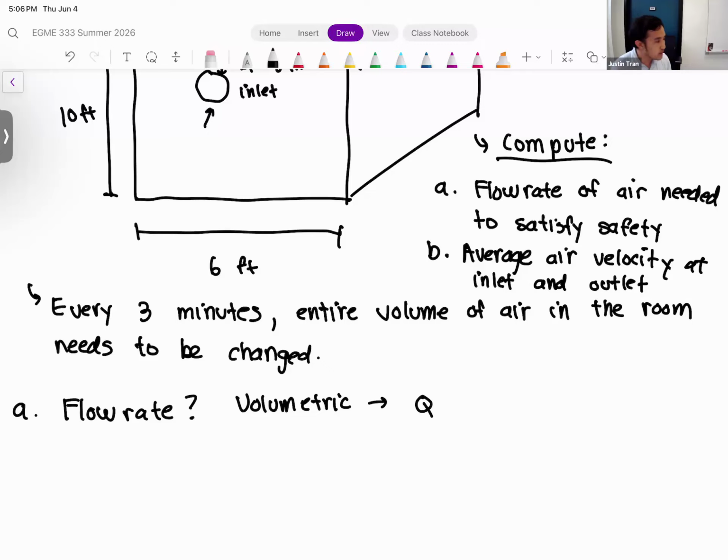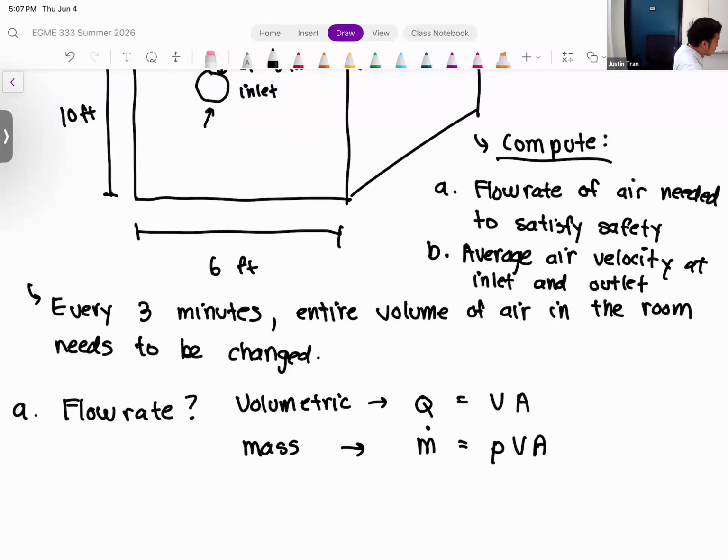Remember, we learned this variable back in Bernoulli, so we gave this the symbol Q. Q is just equal to the product of the velocity multiplied by the area. And the mass flow rate, which is what we just learned, is the density multiplied by the velocity multiplied by the area.